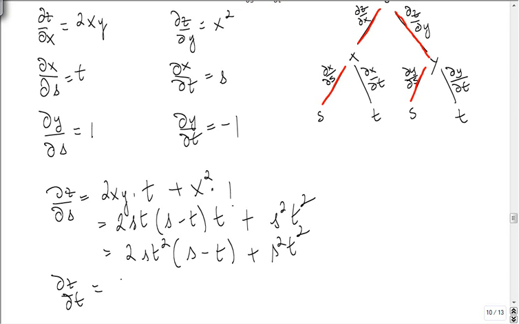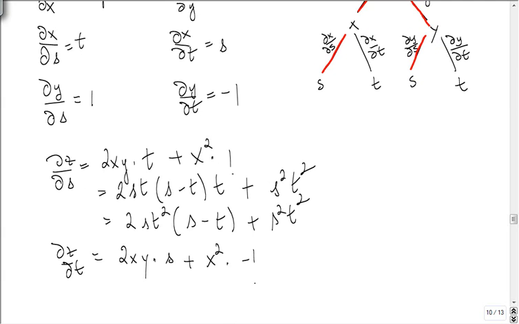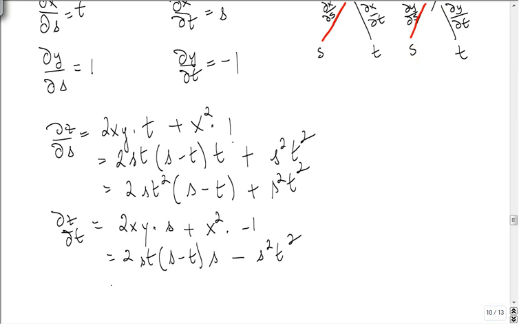Okay, so that is 2xy times s plus x squared times -1, which is 2 x, where x is st and y is s minus t, times s, minus s squared t squared. And this works out to be 2s squared t times (s minus t) minus s squared t squared.